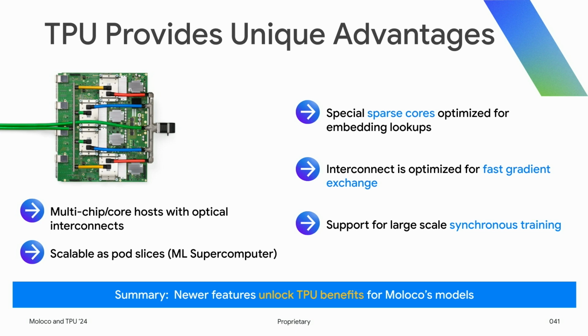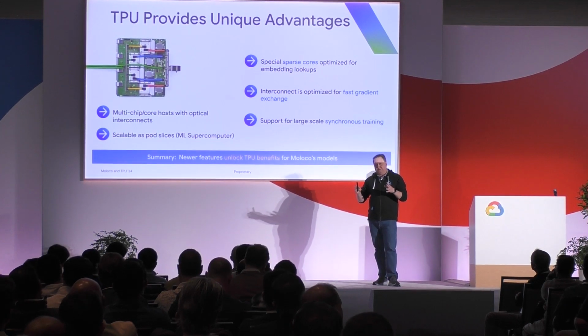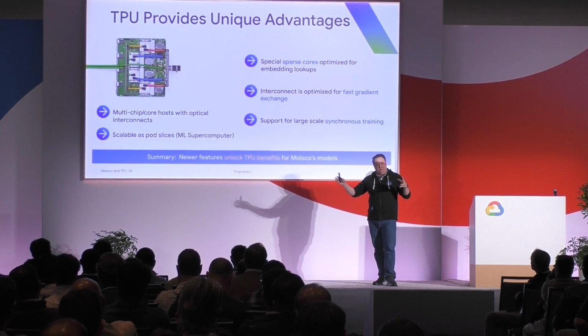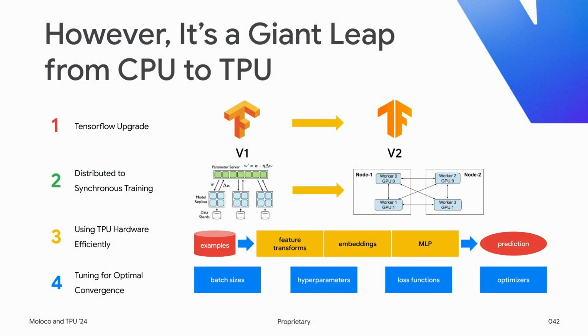So Vaibhav mentioned the tensor cores and the sparse cores. And for recommender models, it's actually quite useful to have access to those two types of cores. We also really like the ability to take these hosts and scale them up as slices that have optical interconnects, so we can treat those as large virtual hosts. And so those characteristics of TPUs, pretty unique. So, it is a pretty giant leap to go from CPUs to TPUs. It's sort of like going from the family car straight to a Formula One car.